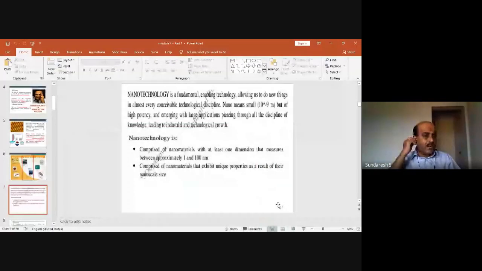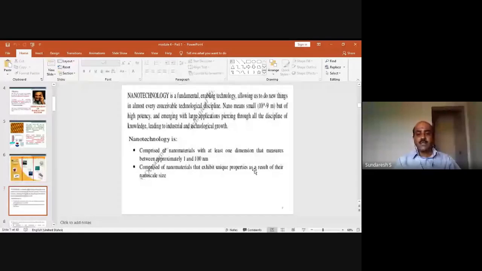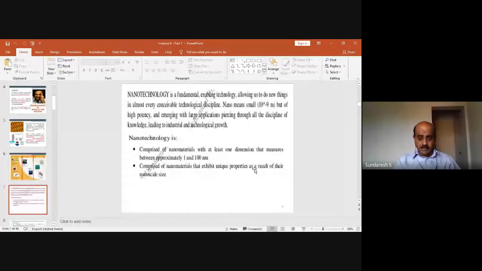So basically, nanotechnology is a fundamental enabling technology allowing us to do new things in almost every conceivable technological discipline. Nano means, of course, as I told you, 10 to the power of -9 meters, of high potency but emerging with large applications, piercing through all the disciplines of knowledge, leading to industrial and technological advancement.